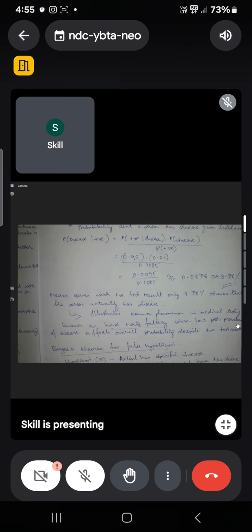This commonly appears in the medical field and is also known as the base rate fallacy, where low prevalence of disease affects the overall probability despite a positive result. So this kind of thing comes into the picture. So using Bayes theorem, we are solving this.